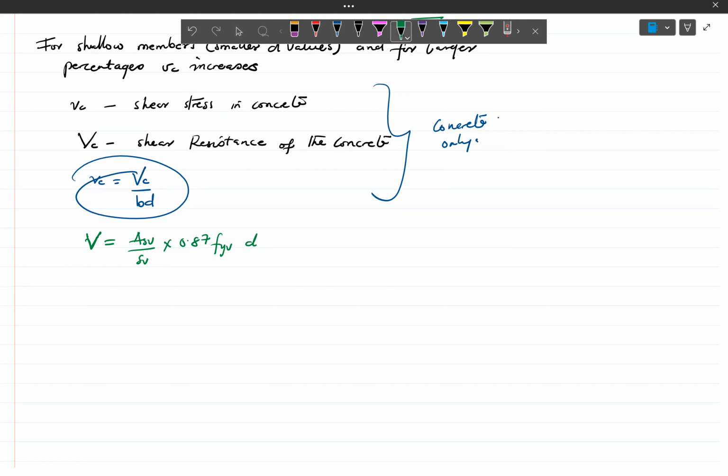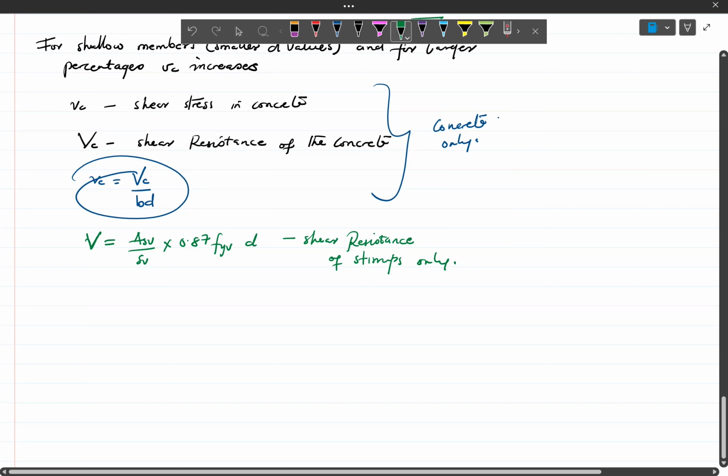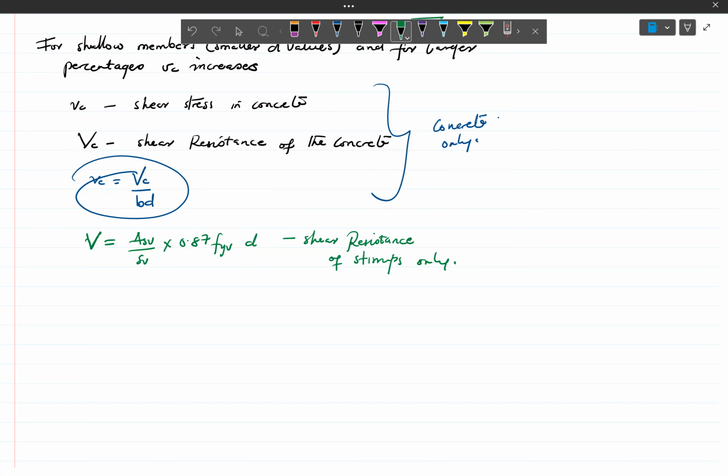times d. This will be the shear resistance of the lengths of the stirrups only. Right. Sometimes you have to be careful how you name them, because if you name this one Vs, later you're going to see a Vs somewhere which means something entirely different. So we just need to be careful with the naming process.